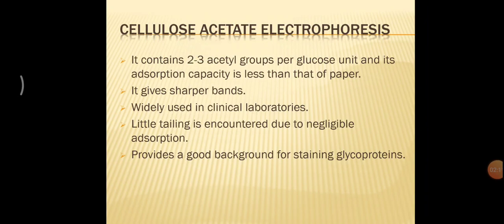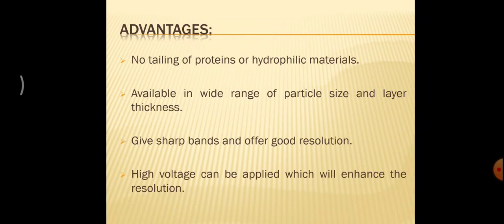Next is cellulose acetate electrophoresis. This contains 2 to 3 acetyl groups per glucose unit, and its adsorption capacity is less than that of paper. So it gives sharper bands, and it has been widely used in clinical laboratories. A little tailing is encountered due to the negligible adsorption, so it can be neglected. It provides a good background for staining glycoproteins, so it can be used for the separation of glycoproteins.